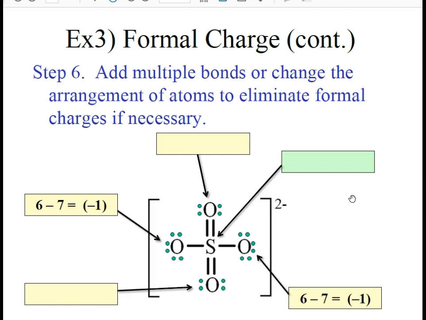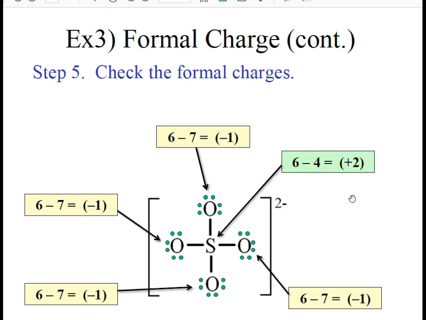Alright, now this is kind of a new step that maybe we wouldn't have thought of before, but it says to add multiple bonds or perhaps change the arrangement to eliminate formal charge. So if we go back, how could we make the formal charge of this sulfur go down closer to 0 from +2? Well, if it had some more bonds, if we could subtract a number higher than 4, then maybe this would come down to 0. So if sulfur had 6 bonds, that would be good. Now, can sulfur make 6 bonds?